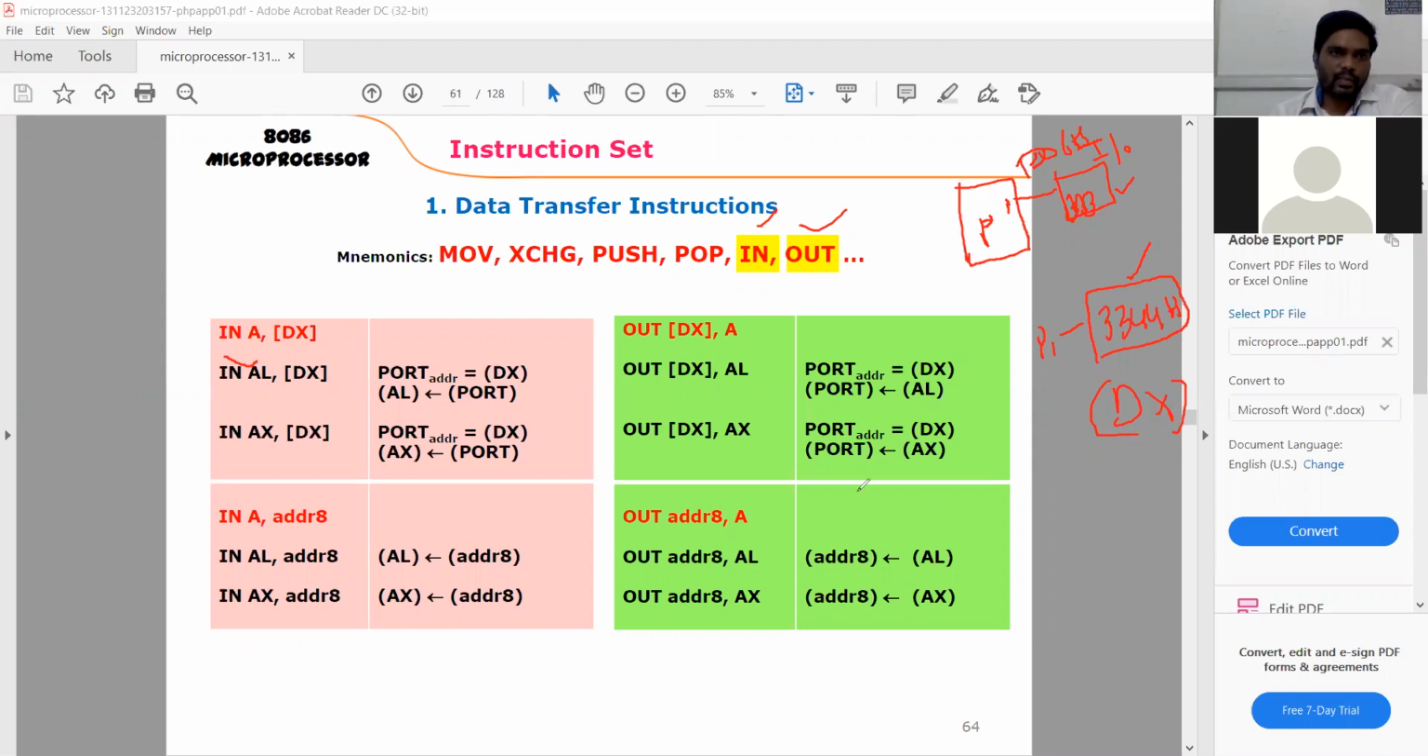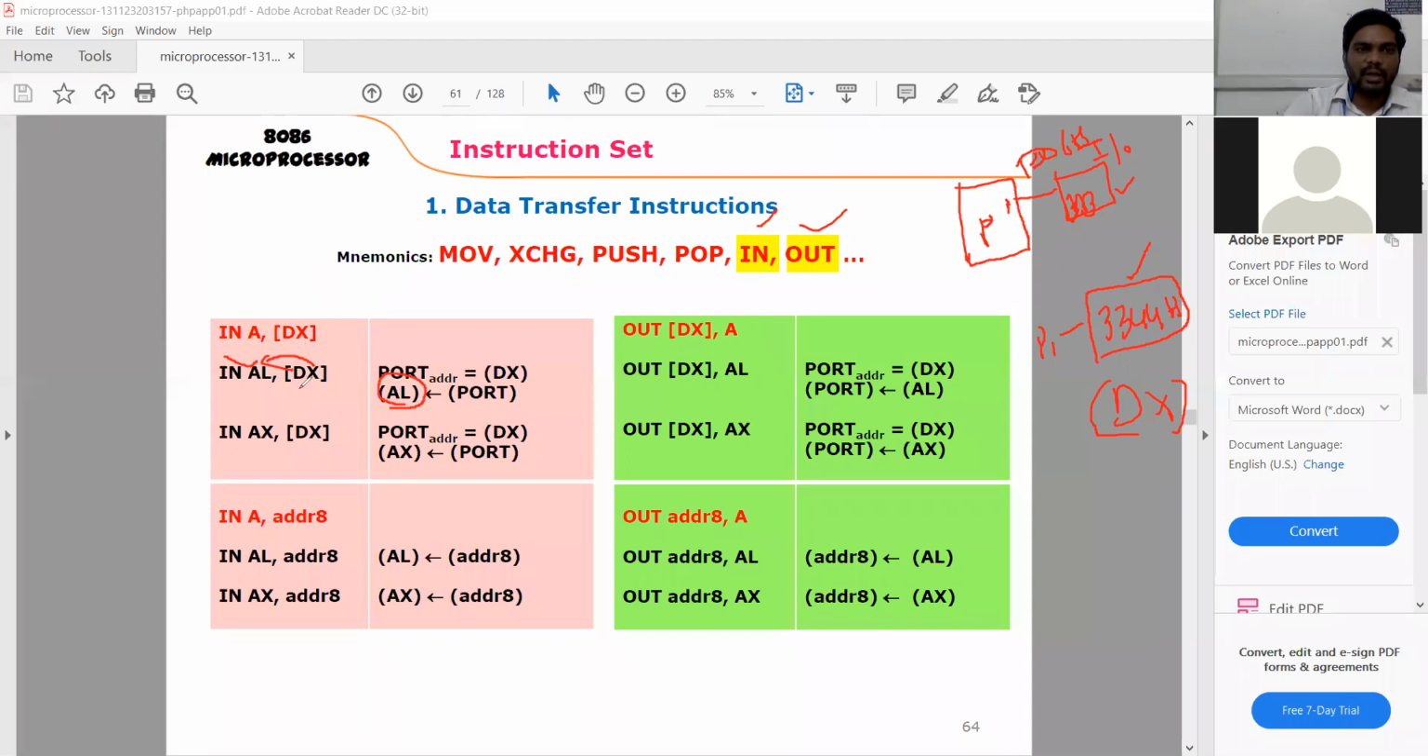So what are we using here? IN means input. So IN AL comma DX means the port address in DX is used, and the data that is present in that port address will be transferred to the AL register.